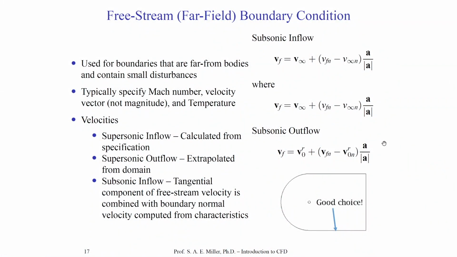They're mostly self-explanatory. V is the velocity at the particular boundary. V infinity is what we would specify. Vf at some particular n is simply the velocity difference between the ambient and the current solution. A's, of course, are the particular areas. Now these are used for the boundaries that are far from bodies and contain small disturbances.